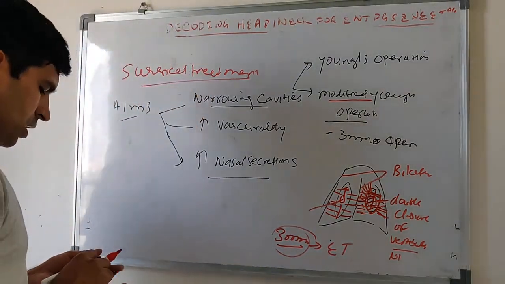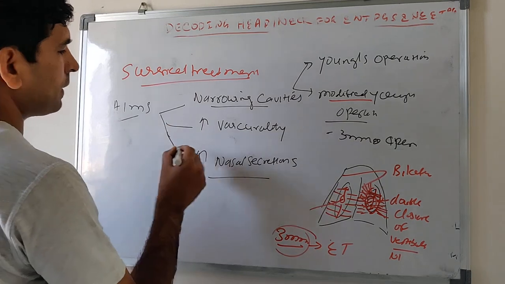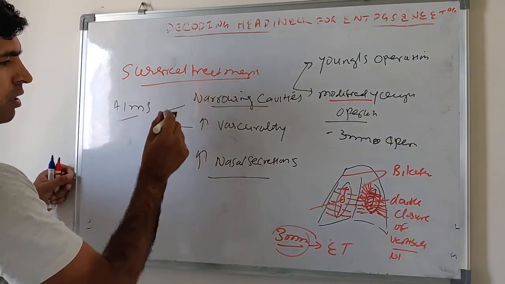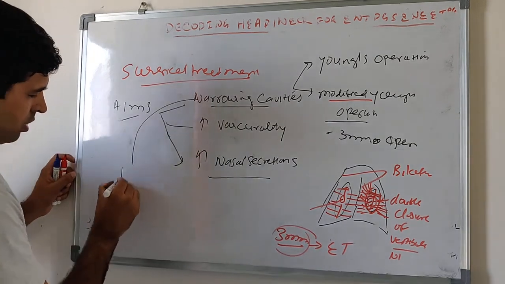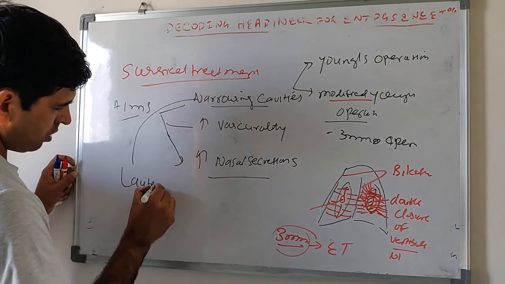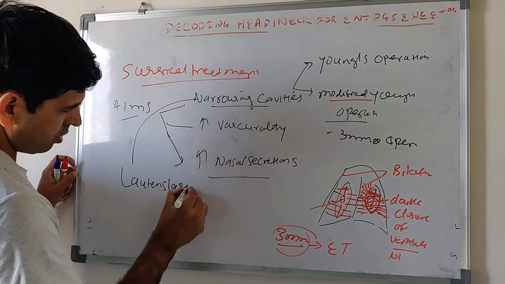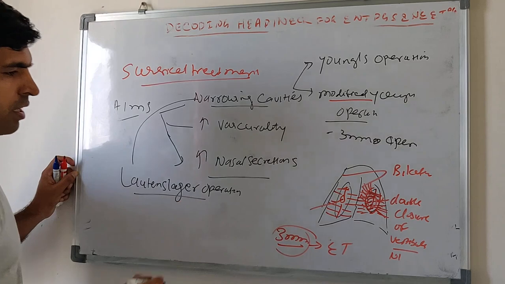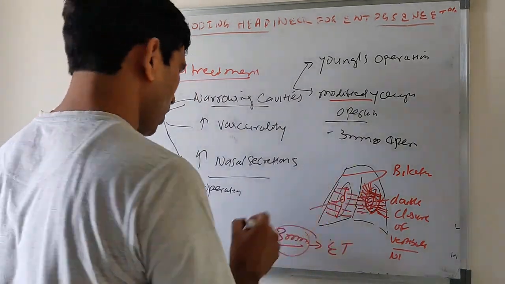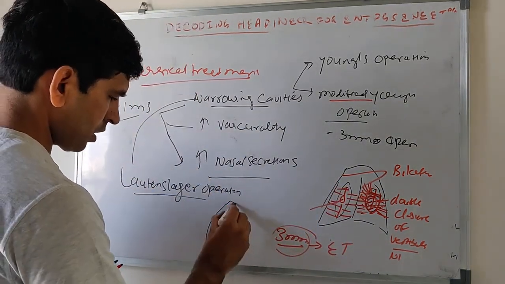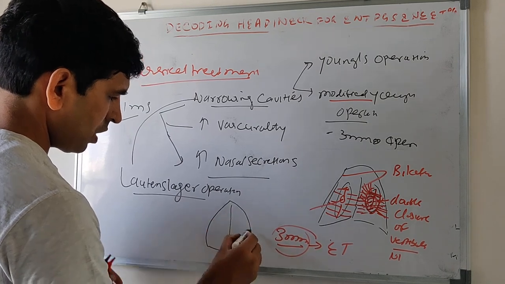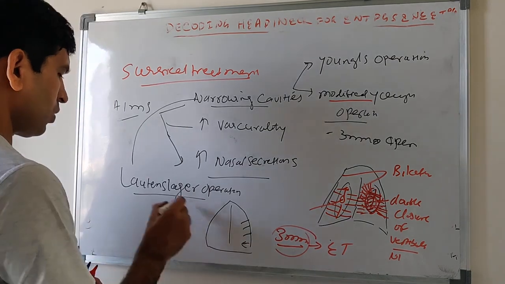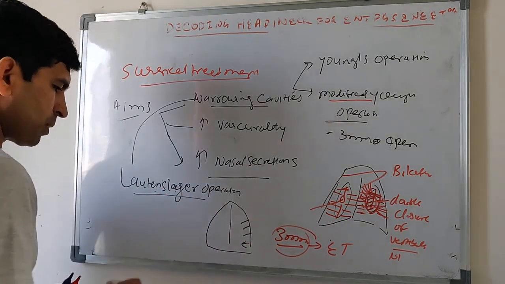Another operation for narrowing is the Lautenslager operation. In the Lautenslager operation, you fracture the lateral wall and shift it medially. So this is called the Lautenslager operation.